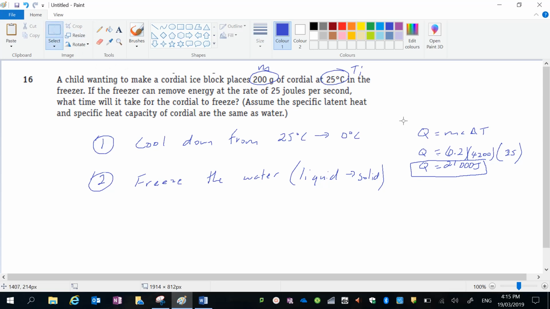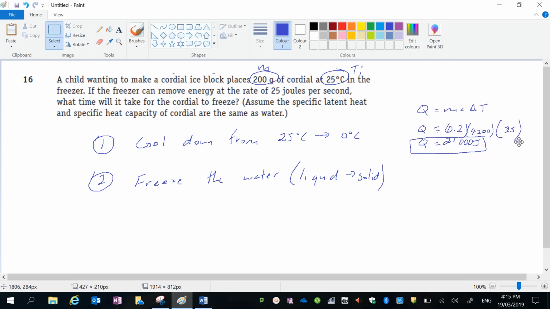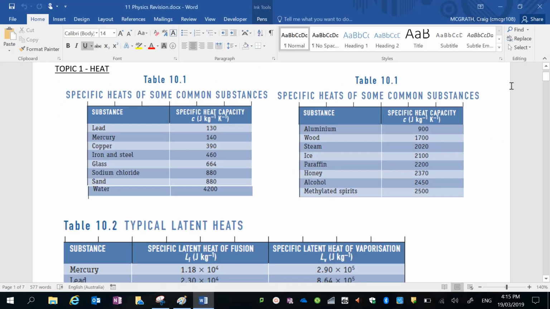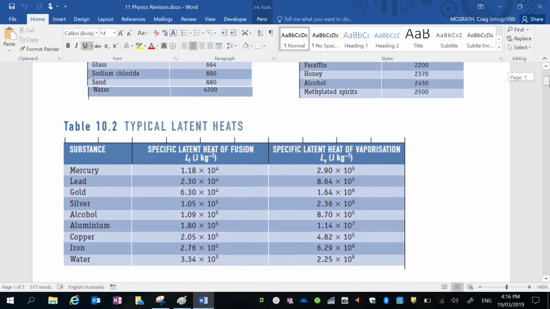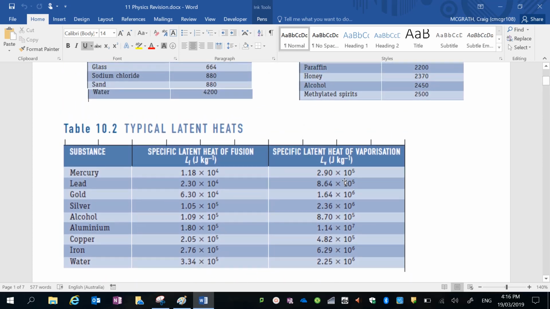Now, we have the second stage of this problem. We now have to actually freeze it. So that's just going from liquid to solid. It's not changing temperature, it's just changing state. So Q equals ml. So the mass is the same, it's still 0.2 kilograms, times the latent heat for water. Now, this is going from liquid to solid, so it's fusion. Not vaporization, that's liquid to gas, or gas to liquid. So here it is, latent heat of fusion, 3.34 by 10 to the 5.